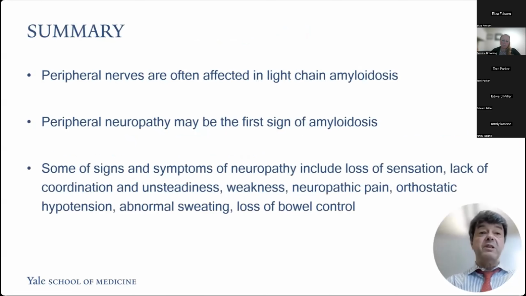To summarize everything, peripheral nerves are often affected in light chain amyloidosis. And peripheral neuropathy may be the first sign of amyloid deposition. Some of the signs and symptoms of neuropathy include loss of sensation, lack of coordination and unsteadiness, weakness, neuropathic pain, orthostatic hypotension, abnormal sweating, and loss of bowel control.